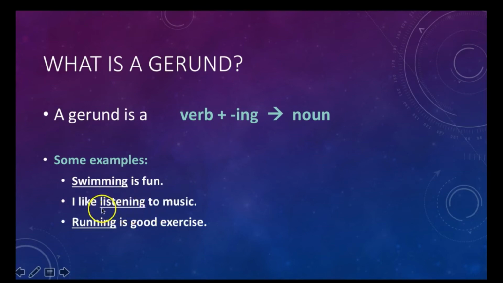Listening, this is the verb listen plus ing. And so now listening is a noun. This is a gerund. The verb is like. And running is good exercise. This is run plus ing. So now this is a noun. It's a gerund.